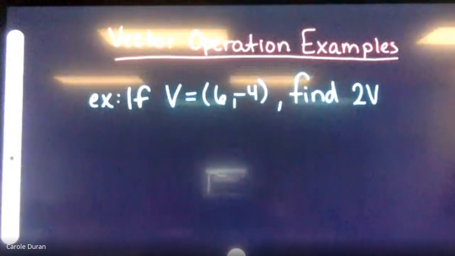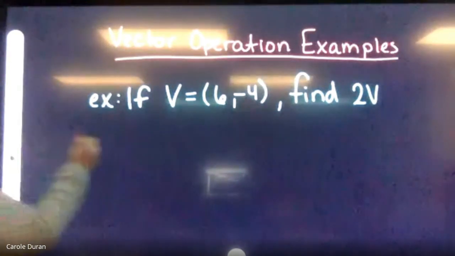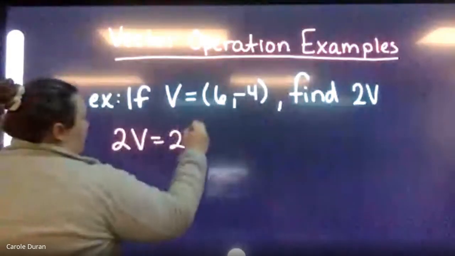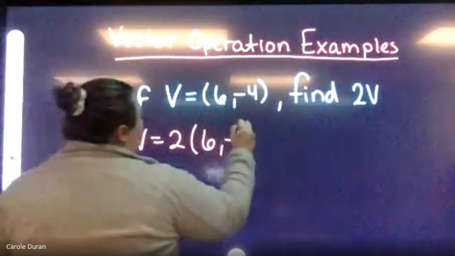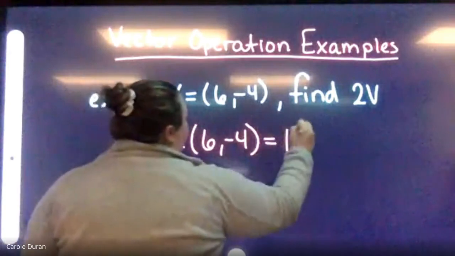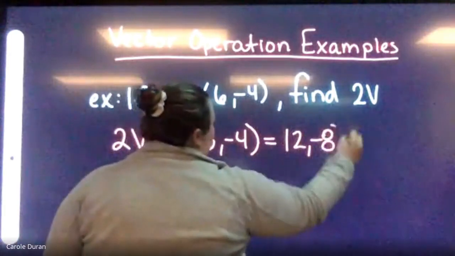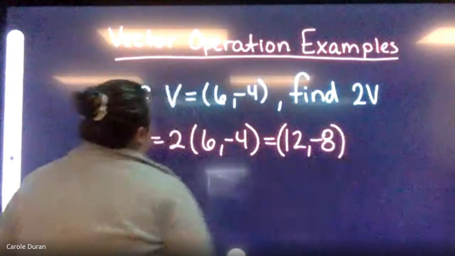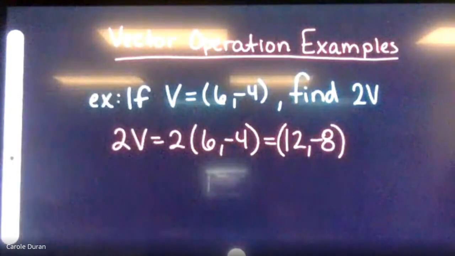So how am I going to find 2 times v if I know what v is? Well, multiply by 2. Put 2 in front of the whole vector, and then I'm going to multiply it in to get my new coordinate. So 2v is equal to <12, -8>. Does that make sense? Yes. So we just multiplied that in.